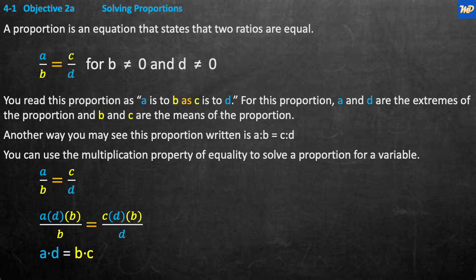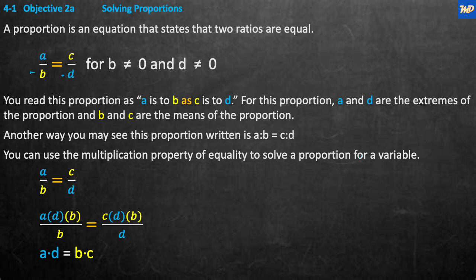Okay, objective 2a, solving proportions. A proportion is an equation that states that two ratios are equal. In this case, A divided by B is a ratio, and that's equal to C divided by D. That's what this equation is. But B has to be not 0, and D cannot be 0. Otherwise, you're dividing by 0, and we know that you cannot divide by 0. These two terms, B and D, cannot be equal to 0.